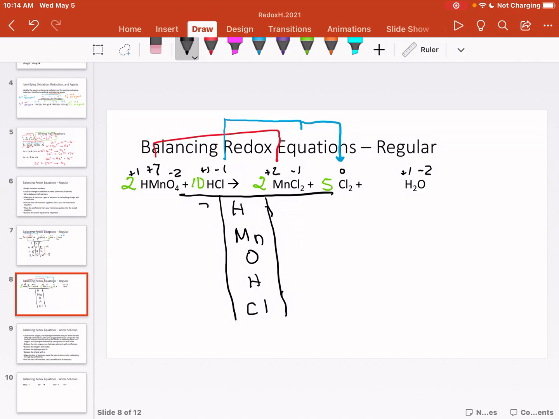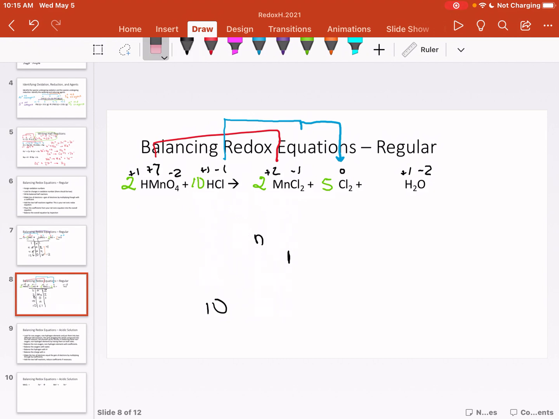I've got 2 H's, 2 Mn's, got 8 oxygens, 10 hydrogens, and 10 chlorines. Other side, I have 2 Mn's, I have 2 H's, only in one spot. I only have oxygen in one spot, right there is my 1 oxygen. Did I have H twice? Oh, oops, silly me. Why did I do H twice?